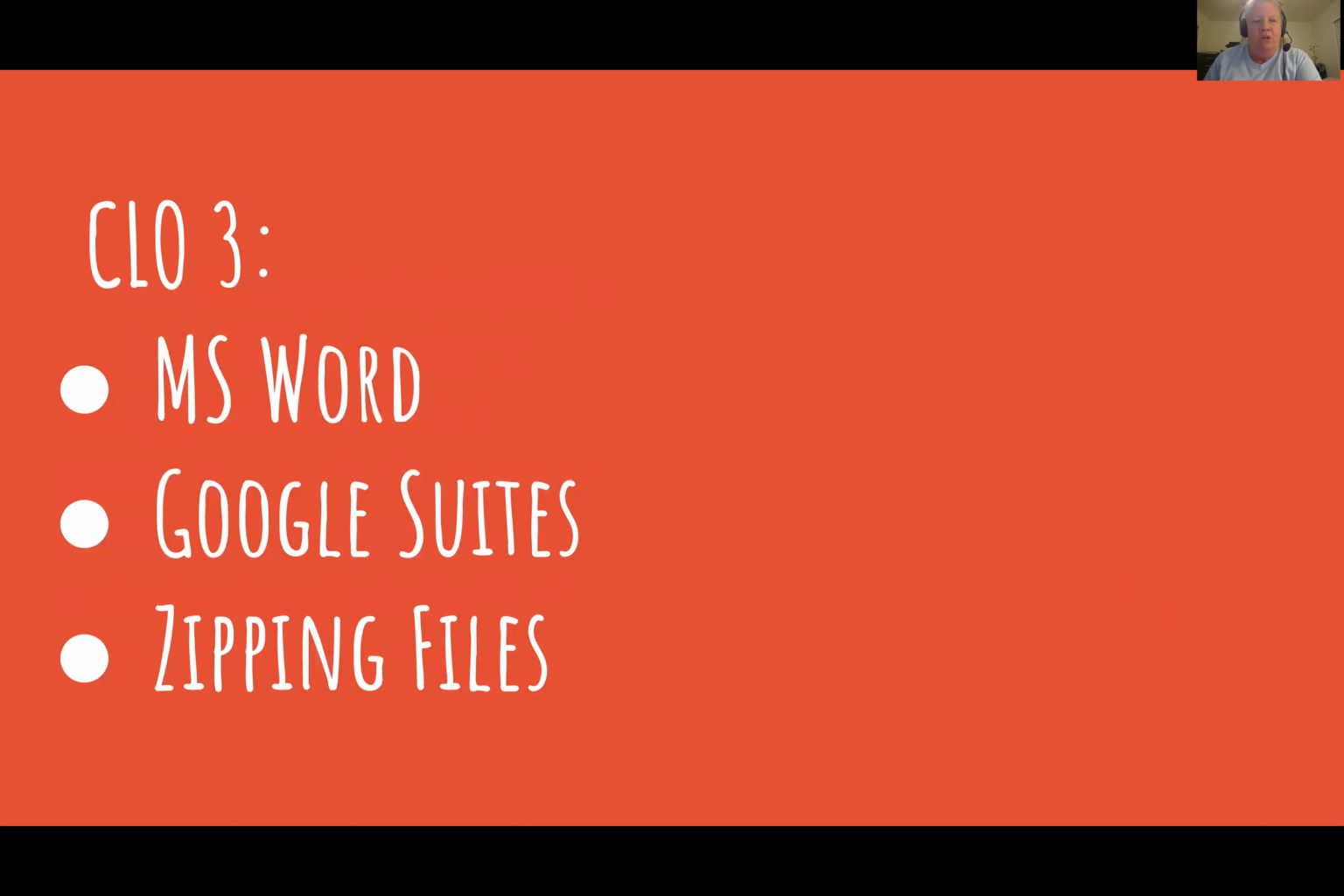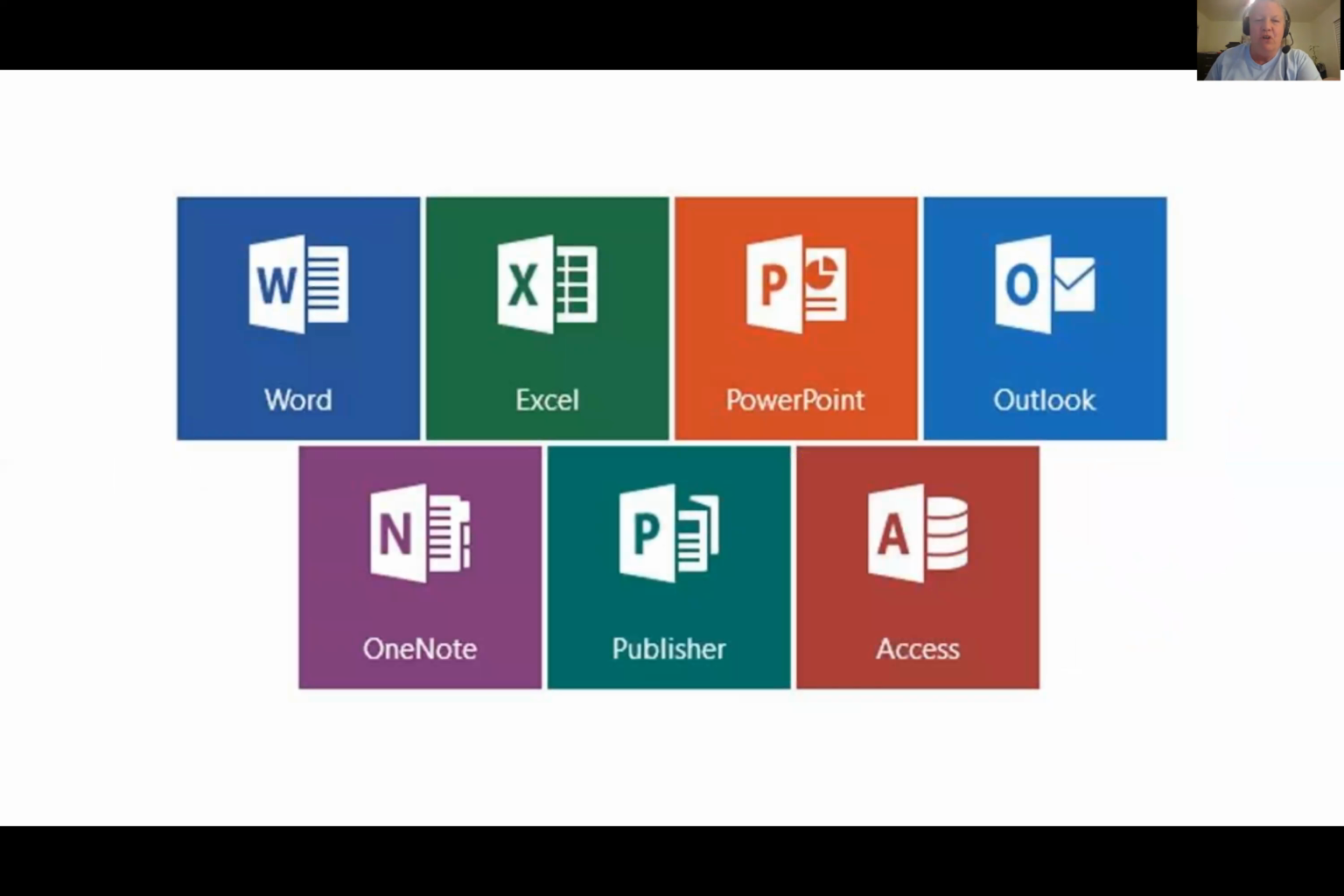Okay, we're going to go through Learning Objective 3 about Word, Google Suites, and zipping files. I think most all of us have used the Word suite. Microsoft Word is one of the basic programs that people use for word processing these days. Excel is a spreadsheet. PowerPoint is presentation software. Outlook is for communicating, like email. OneNote is a place you can keep all your notes, your things, your images, whatever. Publisher, I used to make greeting cards with that.